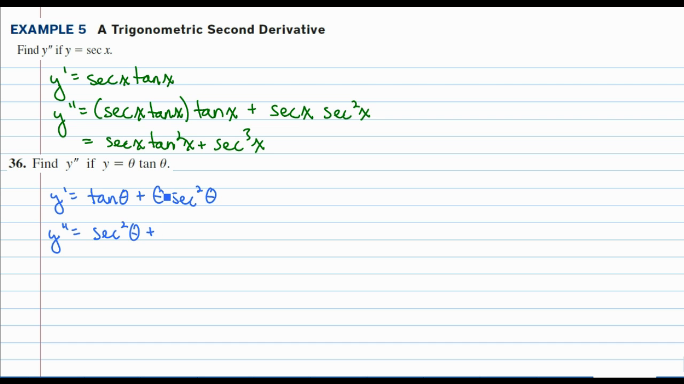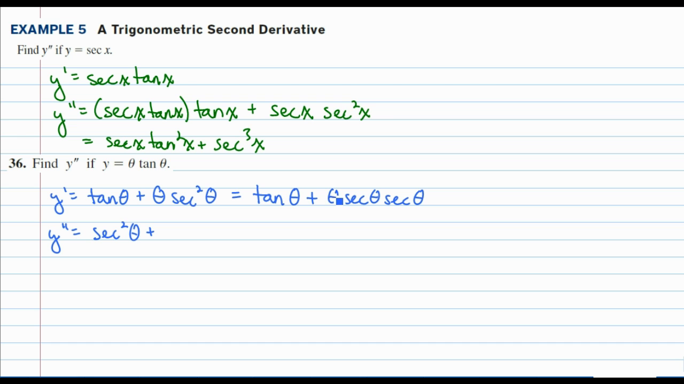But now we have a situation where we have three functions being multiplied by each other: theta, secant, and another secant. So in other words, it might benefit me to write the first derivative out as tangent of theta plus theta times secant of theta times secant of theta. So now I can follow that pattern that we found in one of our earlier word problems in this chapter, where if you're taking the derivative of three different functions multiplied, you take the derivative of the first one, leave the other two alone, then take the derivative of the middle, leave the other two alone, and then the derivative of the last.